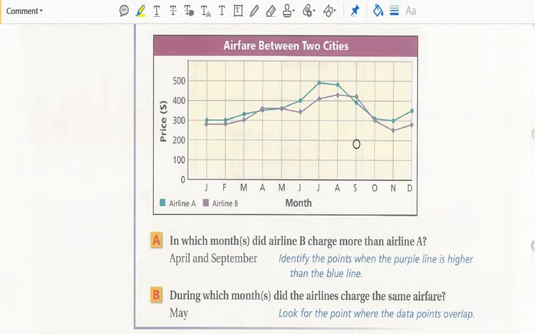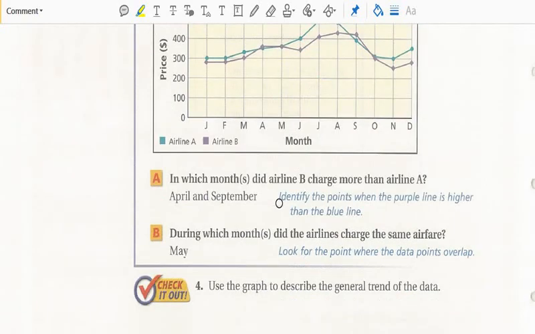Okay, let's solve the second one. During which months did the airlines charge the same airfare? So the same airfare, exactly. Look at the points where they are overlapping, over each other. So in which month do I have 2 points over each other? It's in May. Okay, it's very easy.